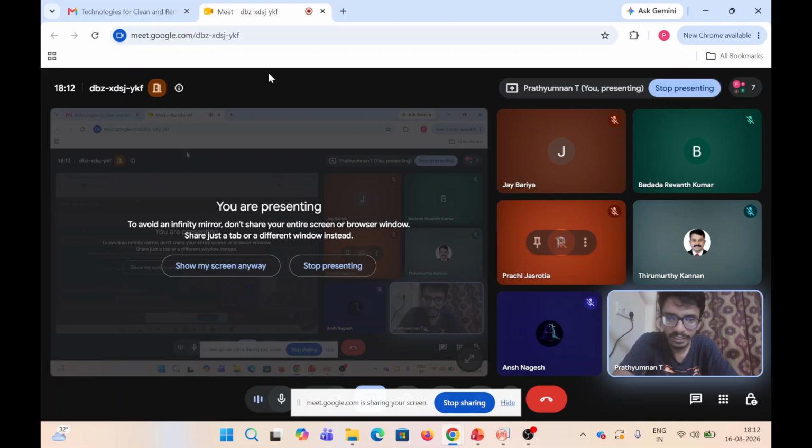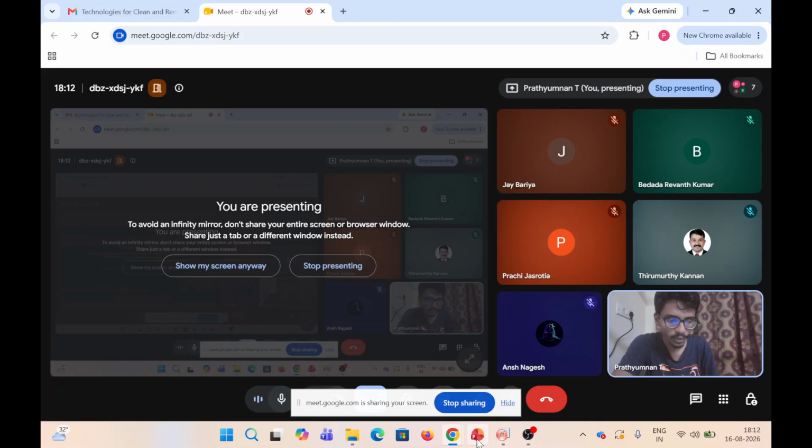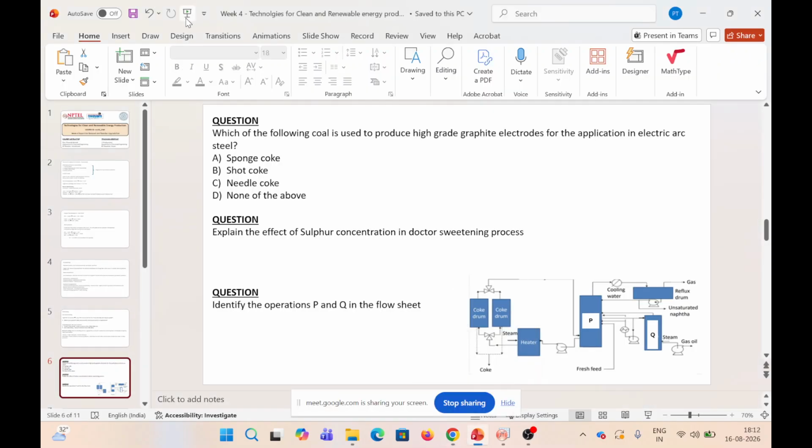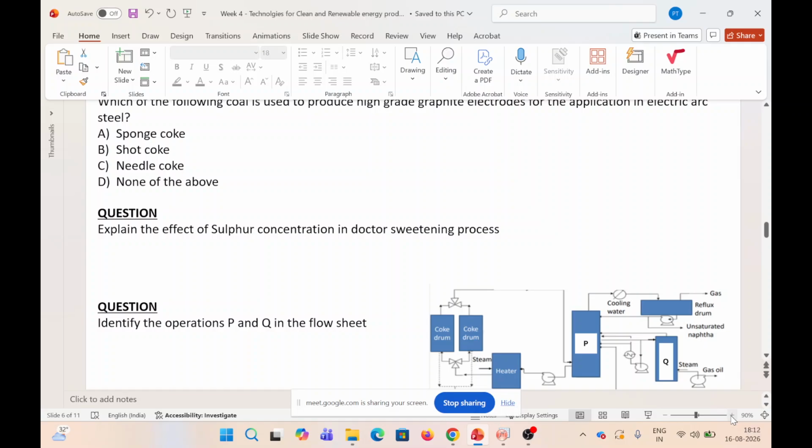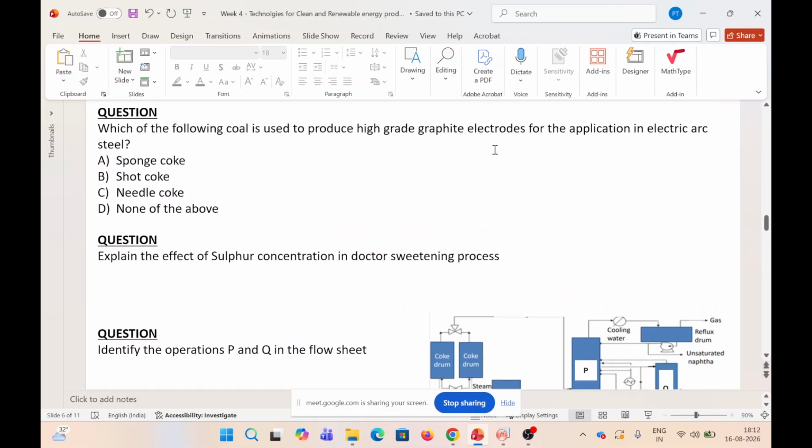I hope we can resume back. So, shall we progress with the questions? So, what is the answer for the first question? Which of the following coke is used to produce high grade graphite electrodes for the application in electric arc steel? Is it sponge coke, shot coke, needle coke, or none of the above?